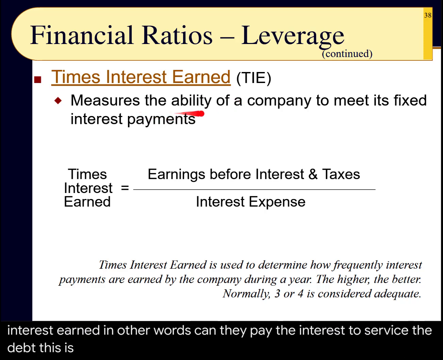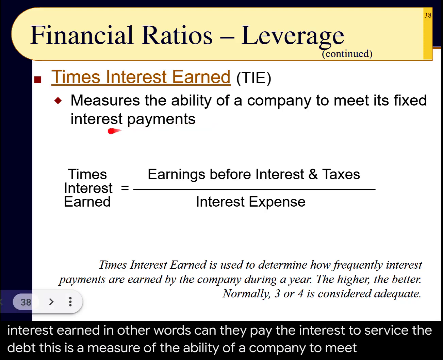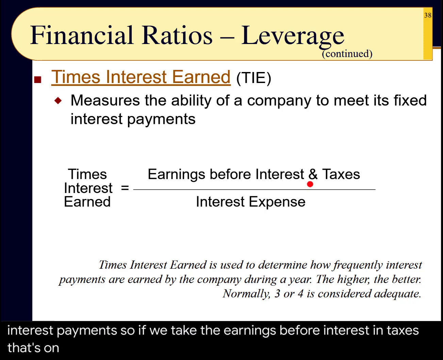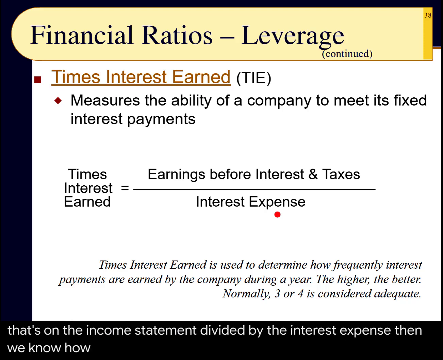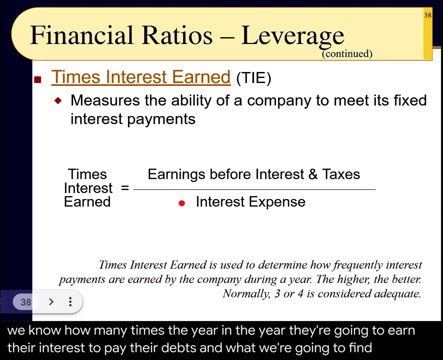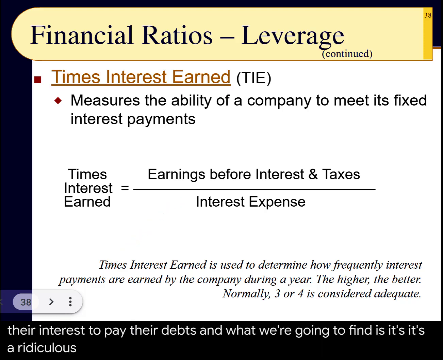This is a measure of the ability of a company to meet its fixed interest payments. So if we take the earnings before interest and taxes, that's on the income statement, divided by the interest expense, then we know how many times in the year they're going to earn their interest to pay their debts. And what we're going to find is it's ridiculous.